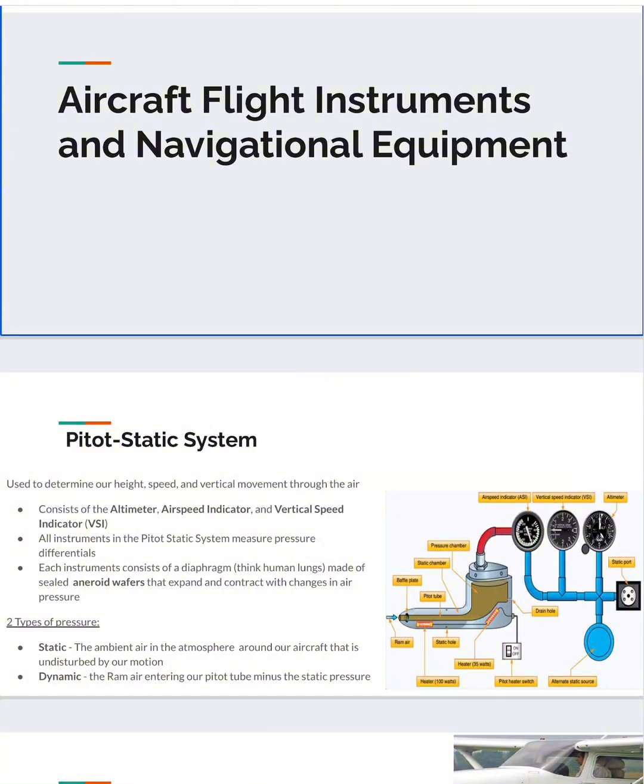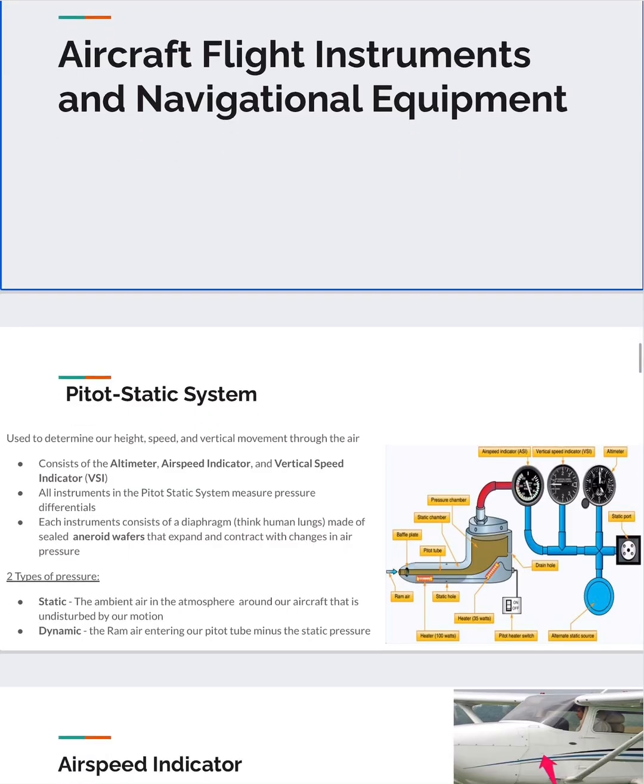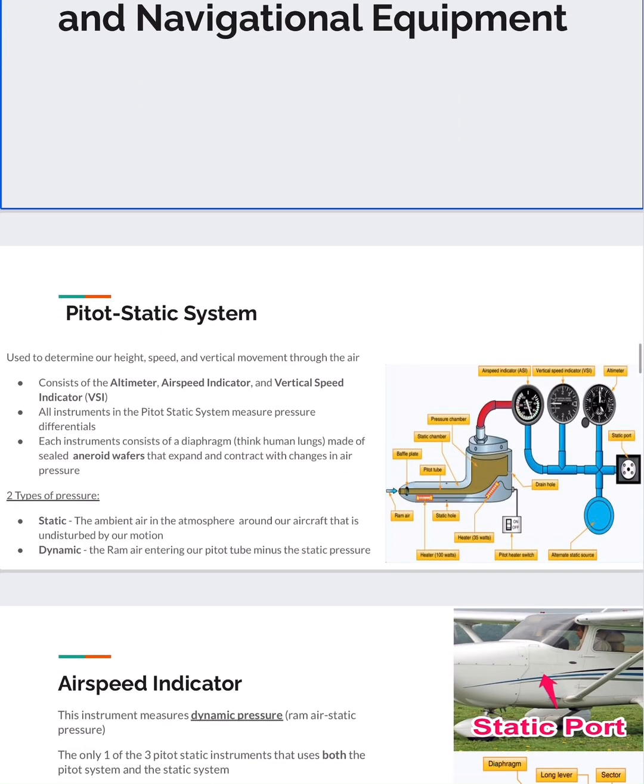So first, we're going to talk about the first system. We're talking about two systems. There's the first system here, the Pitot-Static system. The Pitot-Static system, like I said, is going to be the altimeter, airspeed indicator, and the vertical speed indicator. The Pitot-Static system is measuring two different pressures. So the first pressure is going to be static pressure.